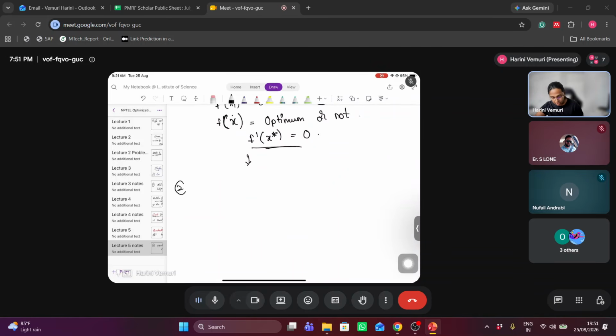Okay, next question is, we need to get a quadratic approximation. If they say Taylor series approximation or quadratic approximation, then you'll be doing the same problem. F of x for a single variable is e power 2x plus 3x plus 4 at x equal to 0.